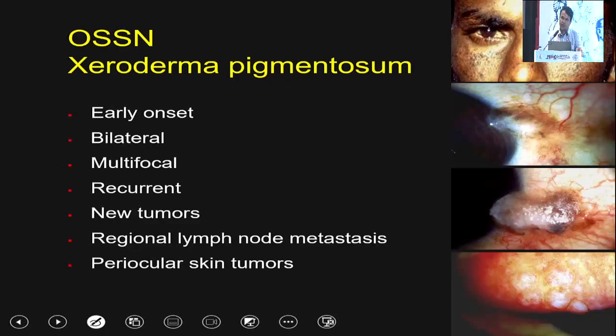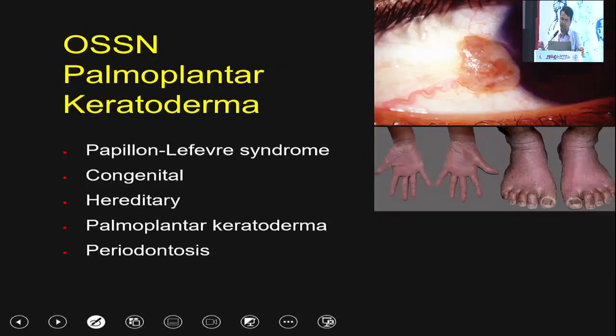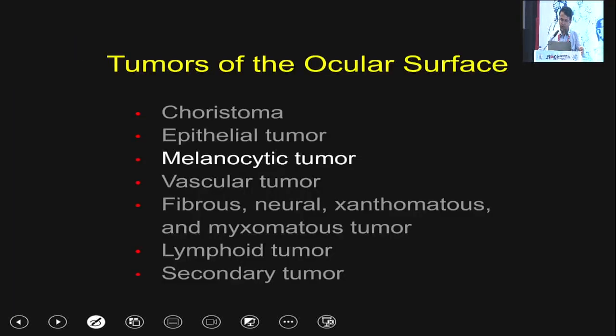And in xeroderma, you have bilateral lesions in teenagers, which are multifocal and recurrent. And even in patients who have immunosuppression, HIV positive or immunosuppression of any etiology, they have multifocal bilateral lesions, and they can also have skin papillomas, as this patient with organ transplantation has. This is a case of palmoplantar keratoderma. You can see keratoderma very clearly, and also they have abnormality of the nails as well, toenails, and have ocular surface squamous neoplasia.